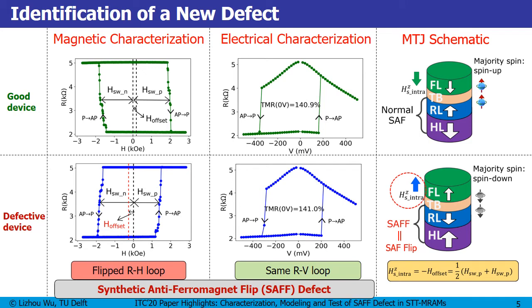And in this situation, because these two layers both flip, the stray fields from these two layers at the free layer also flip to the opposite direction compared to the good device. This is also consistent with our measurement data because the stray field is equal to the offset field, but the polarity is reversed, and this one shifts to the left side and the top one shifts to the right side.